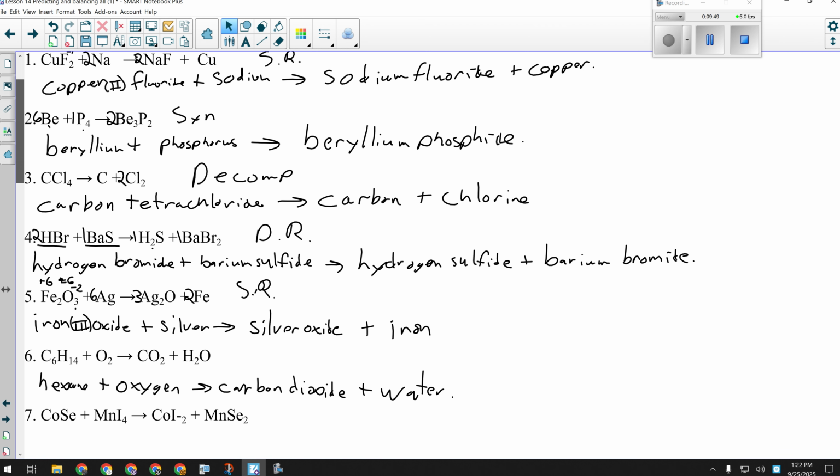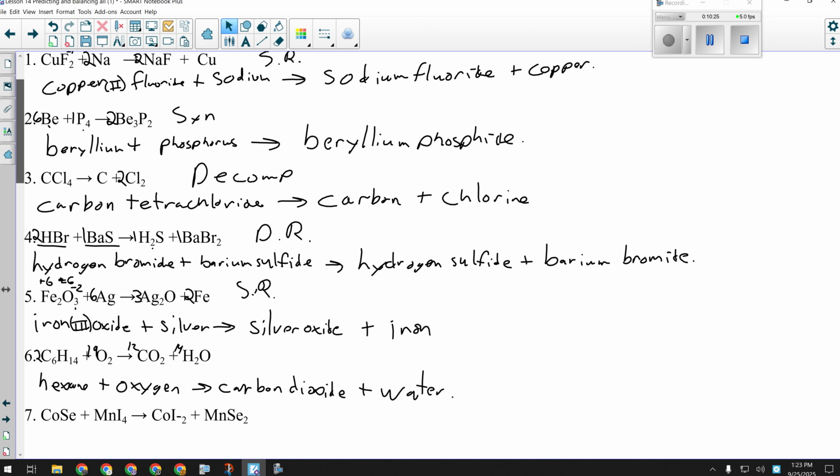And then in this one, we have 2 special balancing rules. Do I need them both? Yes, 6 is an even number, so I've got to start with a 2. Okay, and then I balance alphabetically. 2 times 6 is 12, so I put a 12 there. 2 times 14 is 28. So 14 needs to go there, and then I can add up my oxygens. 12 times 2 is 24, plus 14 more is 38. 19 times 2 would give me 38. So big numbers on that.